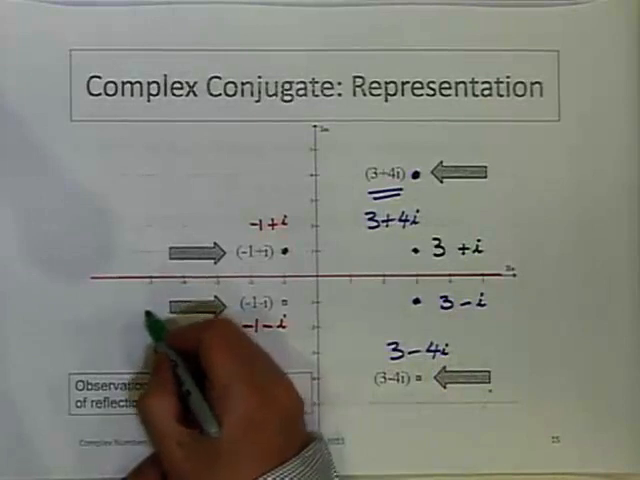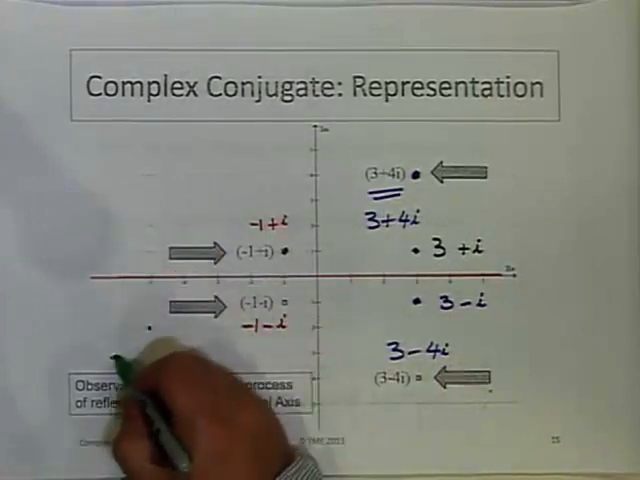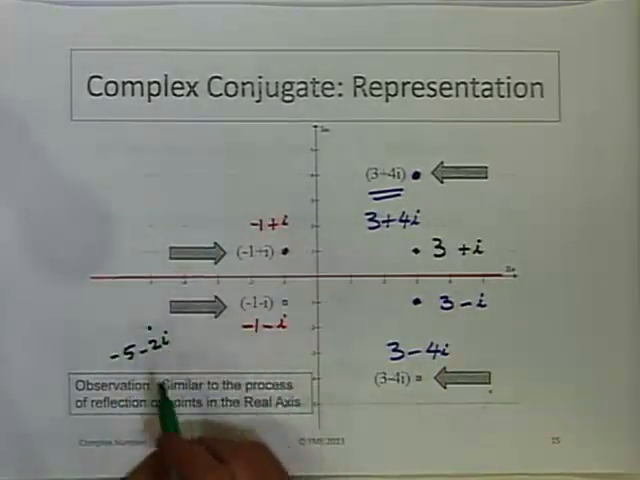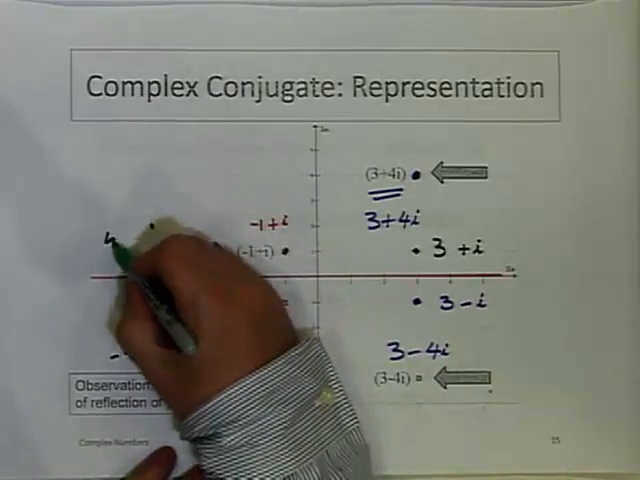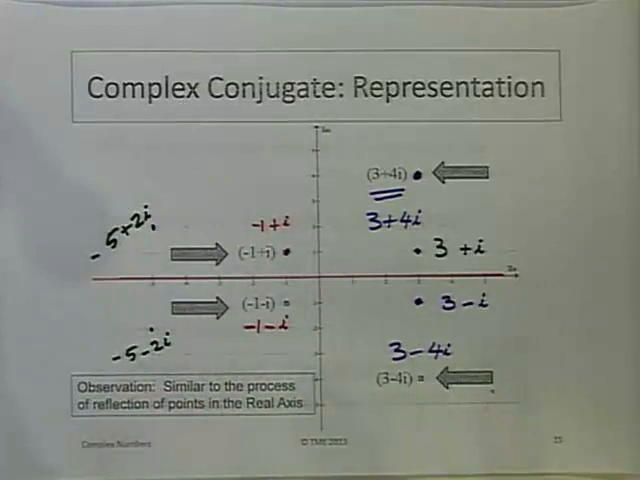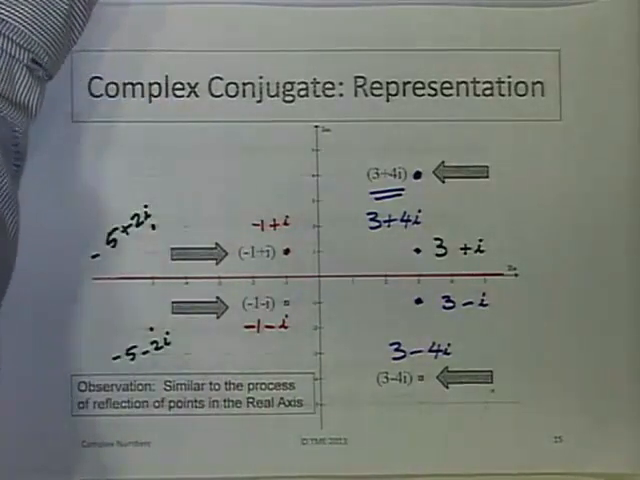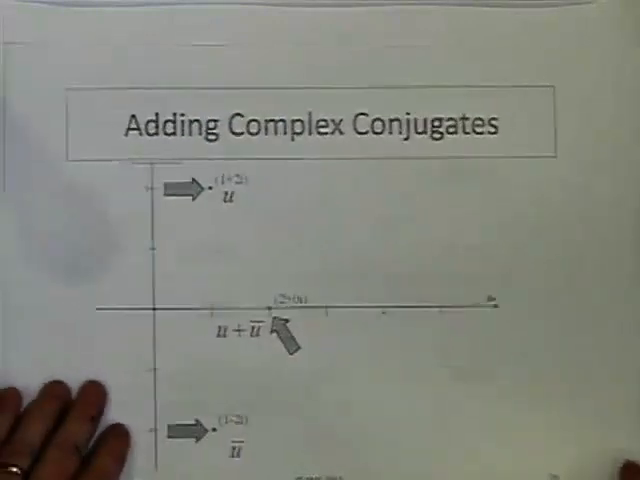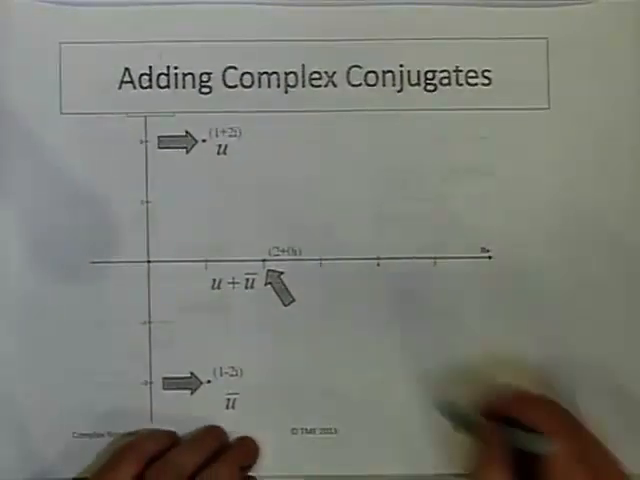Or it could have been over here. It could have started here as minus 5 minus 2i. And its image would be minus 5 plus 2i. So there are these two beautiful things going around called complex conjugates. Why are we interested in them? Well, there's something good about them.